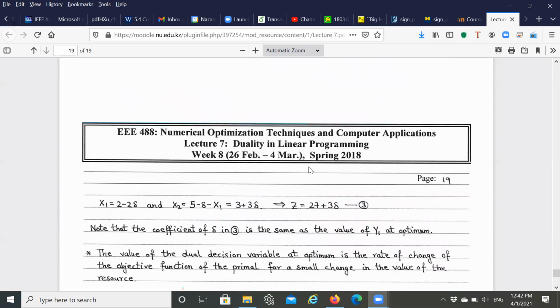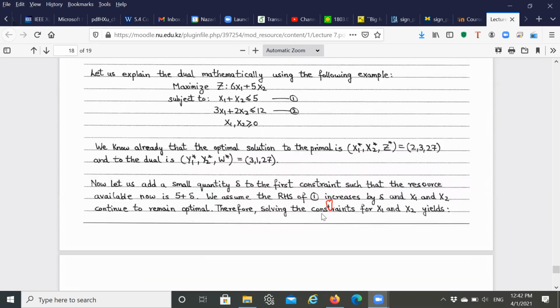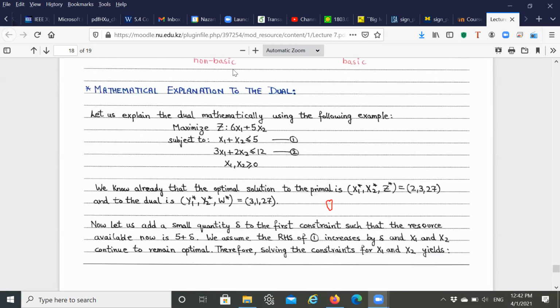Okay, clear. Now what I want you to pay attention to is the coefficient of delta in the Z objective function. We have plus 3 delta, right? So take a look at this 3 in the objective function. Do you think this 3 is in any way related to the 3 that we have as a solution in the dual, the optimal value for y1?